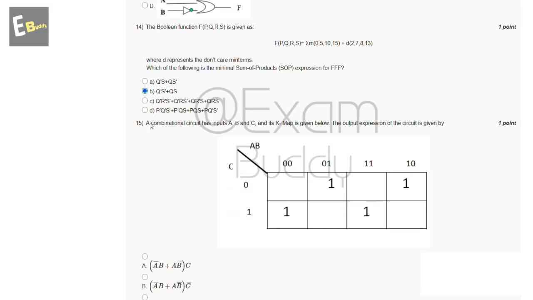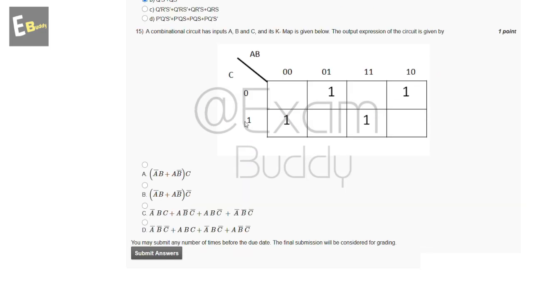Now the 15th question is a combinational circuit has inputs A, B and C and its Karnaugh map is given below. The output expression of the circuit is given by. So these are the options and the answer of the 15th question is A. So let's submit your answer.